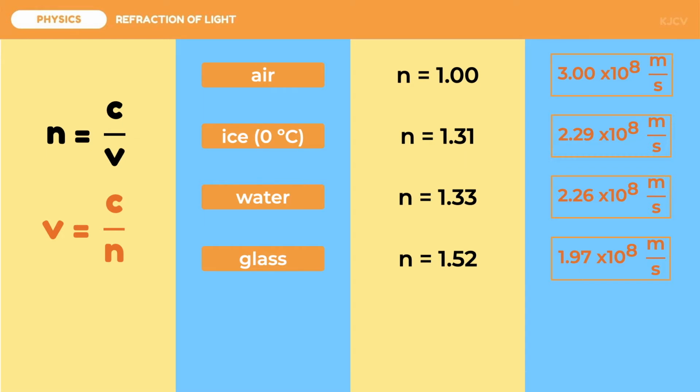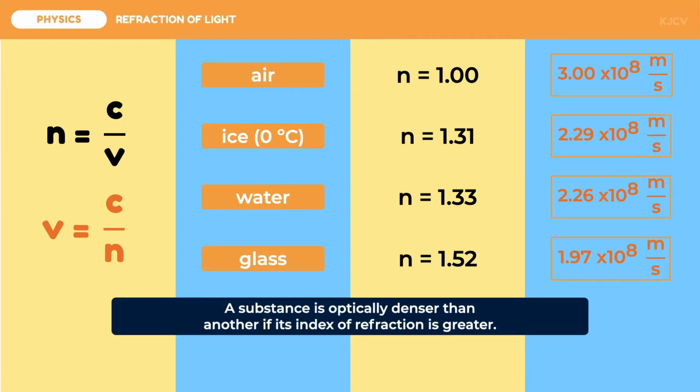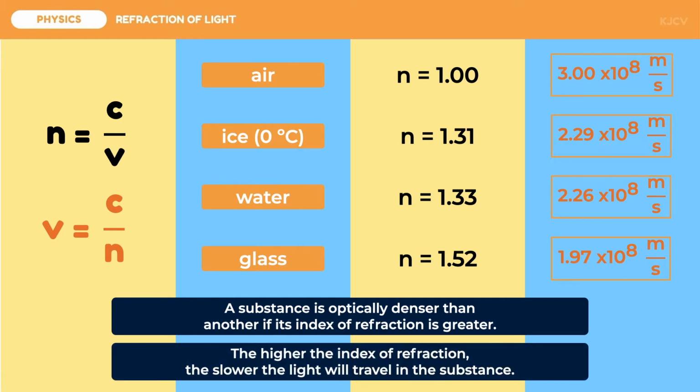This corresponds to decreasing speeds of light. This shows that a substance is optically denser than another if its index of refraction is greater. And the higher the index of refraction, the slower the light will travel in the substance. Aside from the speed of light, the index of refraction also tells us how the position of an object seems to change as viewed from the outside of the substance.